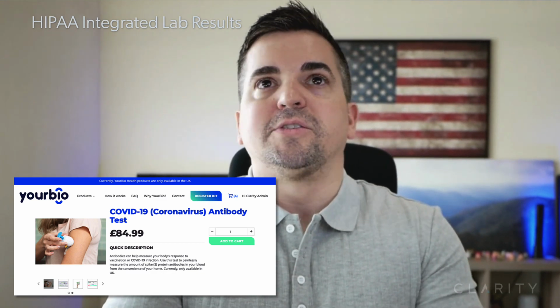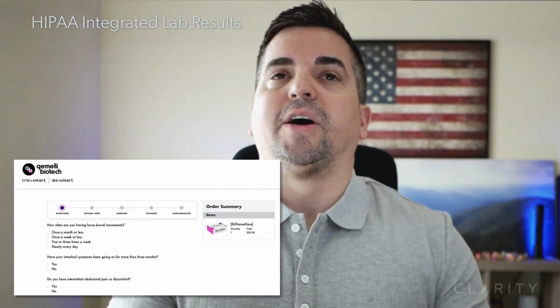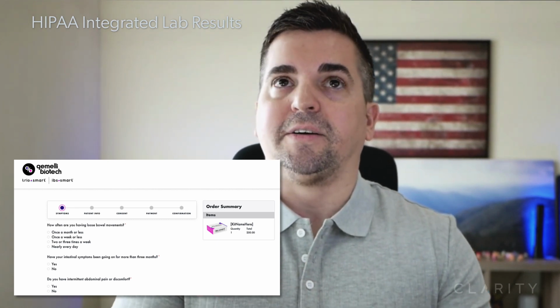This is a pretty interesting one because it follows a pretty basic framework of a standard e-commerce type of workflow where I can purchase something, this lab test. And in order to get the lab test, I have to meet certain medical requirements. So I have to provide some HIPAA PHI information during this e-commerce checkout. So it's HIPAA e-commerce essentially.